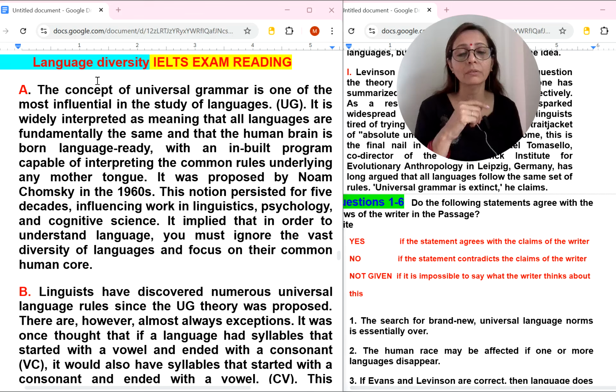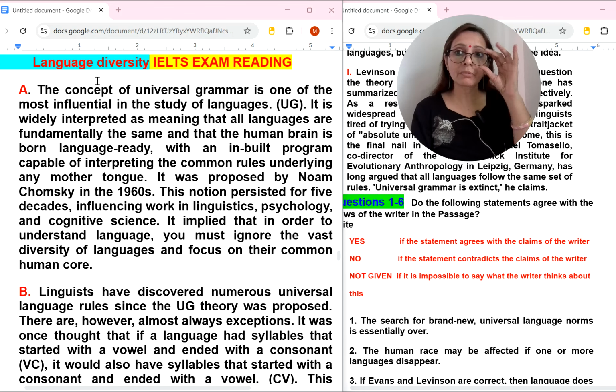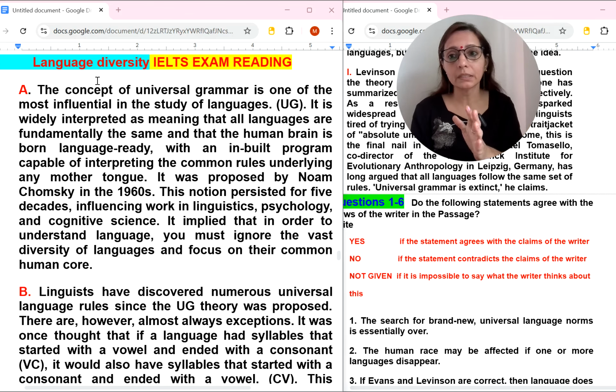So on students' request, I am solving this reading passage. I think I am solving it second or third time, but within the gap of 1 year. I think last year I had solved this reading for the exam. So believe me, this is the most repeated IELTS reading wherever you are sitting in this world.